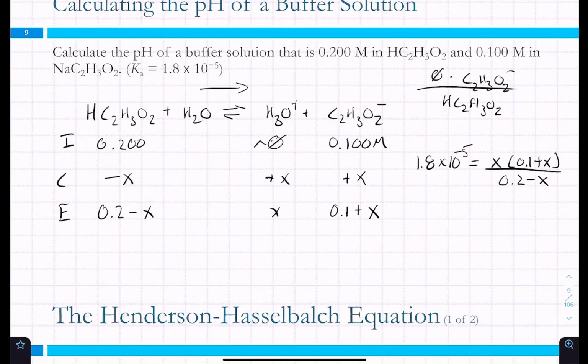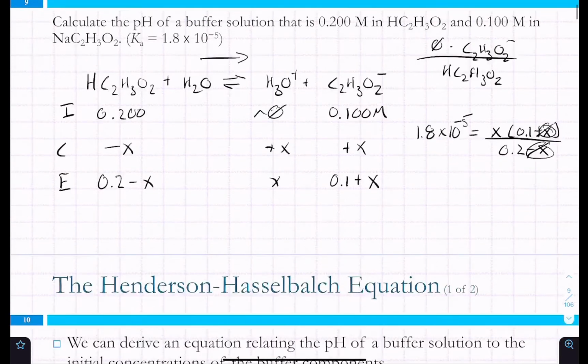Okay, so do you think it's safe to assume, yes or no, that X, the change in our initial concentrations, is 0? That we can make the small x approximation? Yeah. Because our concentrations are fairly large, our Ka is fairly small, so we can say that this is not going to increase significantly, and this is not going to decrease significantly. So then it's just going to be 1.8 e to the negative 5 times 0.2 divided by 0.1. So 3.6 times 10 to the negative 5 equals X.